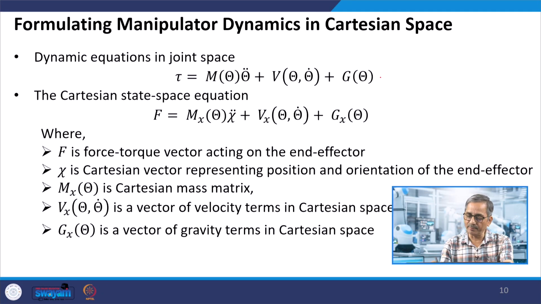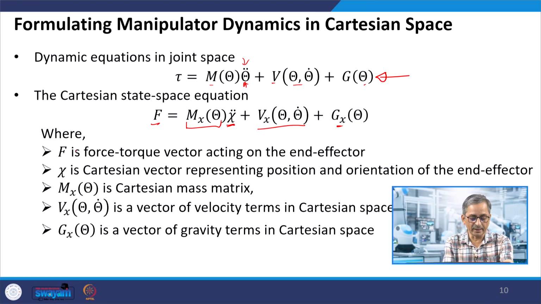This is my manipulator dynamic equation in the joint space, where we have the joint position and velocities, and this is the joint accelerations, and these terms are the mass matrix, centrifugal and Coriolis terms, and the gravity term here. In case of the Cartesian space equation, I can write F, and for this mass matrix I put a subscript x, and this chi double dot. And this one I put Vx, and here Gx, just to represent that they are vectors in the Cartesian space.